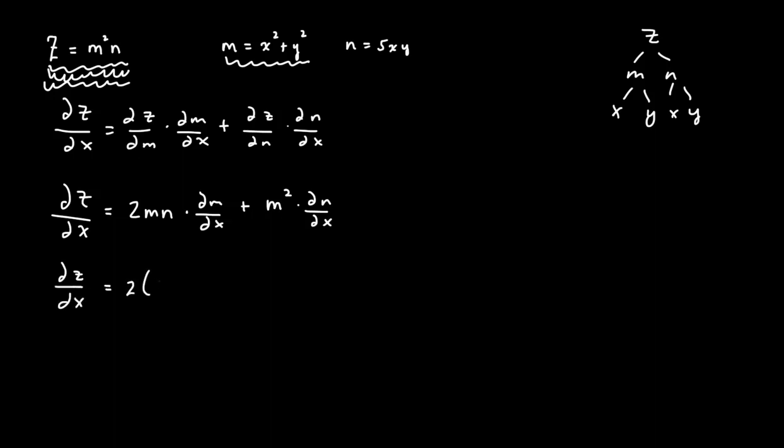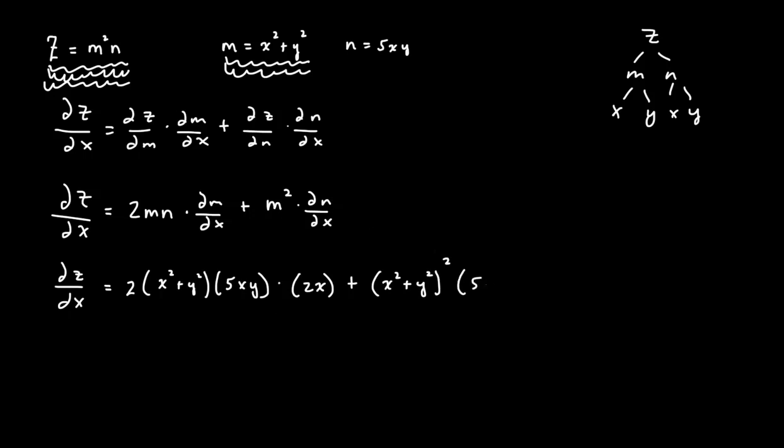Now m was this x squared plus y squared, n was the 5xy, and then par m, par x, if I look up here, par m, par x is simply 2x, plus, now m squared would be x squared plus y squared squared, and then par n, par x would be 5y. And that's another way we could approach the problem.